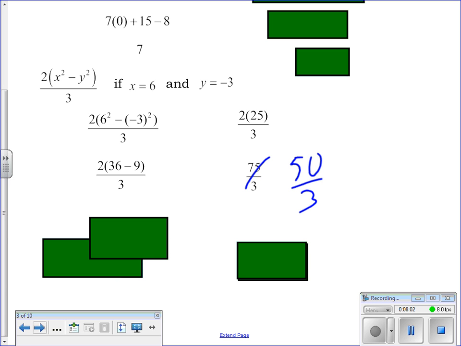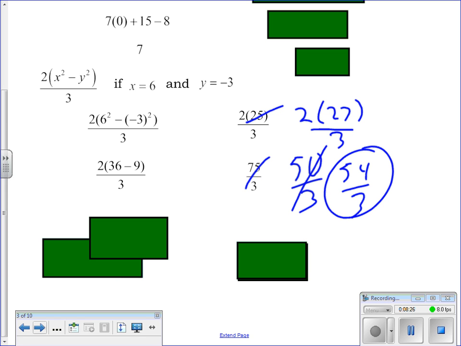$54. Where do you get 54? So 36 minus 9 is 27. 27 times 2 is 54. It is 27, not 25. I screwed up twice. Thank you very much. Thank you. Thank you. I screwed up twice. My bad. So I get 2 times 27 over 3, which means that I get 54 over 3. That's your answer. Can you reduce 54 over 3? Yes, you can, which it is 18.